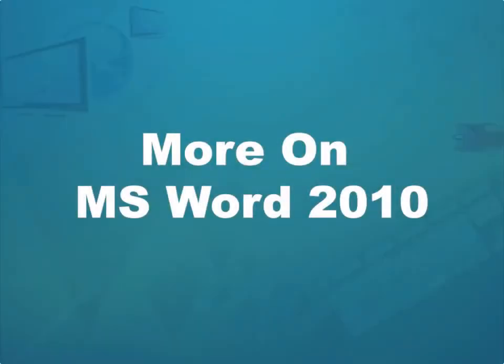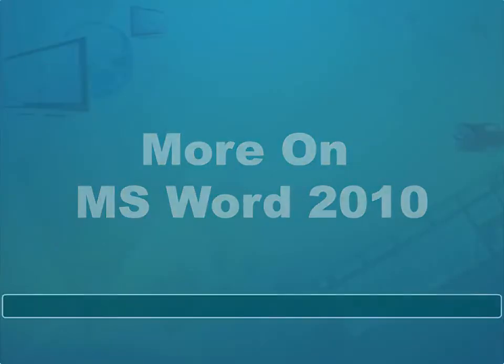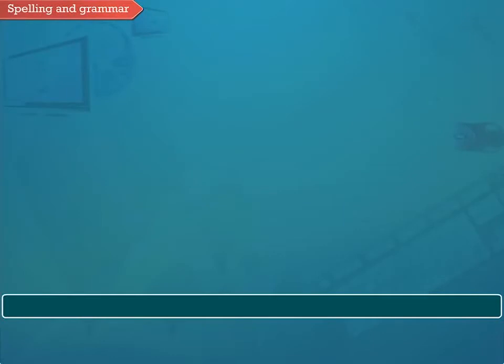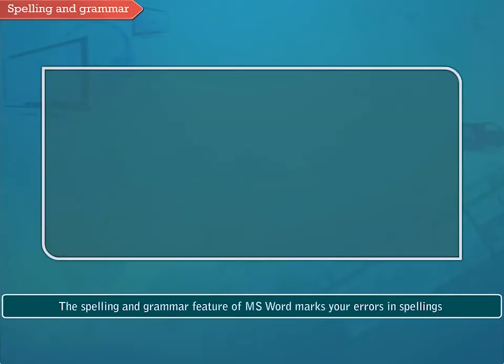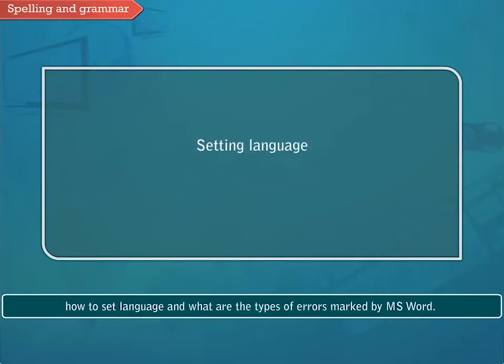More on MS Word 2010. Spelling and Grammar. The spelling and grammar feature of MS Word marks your errors in spellings and grammar of the selected language while typing. Before you learn how this feature works, you need to understand two basic things: how to set language and what are the types of errors marked by MS Word.